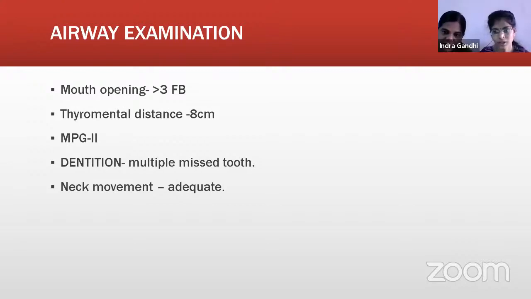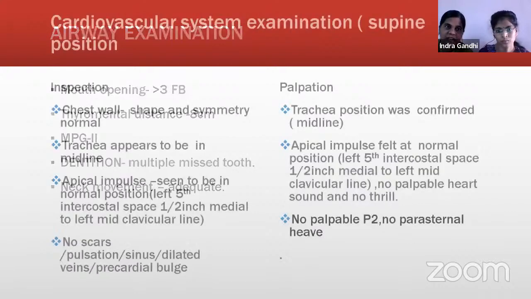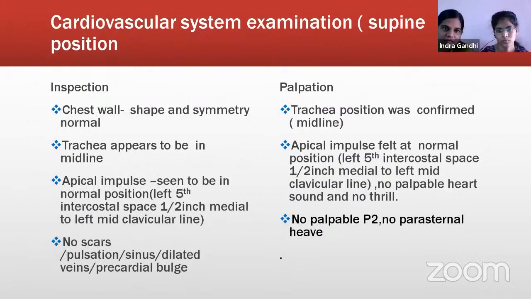Separately, we are dealing with it in the CNS examination. Yes. Okay. Cardiovascular examination, inspection: chest wall shape and symmetry. Chest wall shape is normal and symmetrical. Trachea appears to be in midline. Apical impulse seen in the left 5th intercostal space, 1 centimeter medial to midclavicular line. No scars, pulsations, sinuses, dilated veins, or precordial bulge.